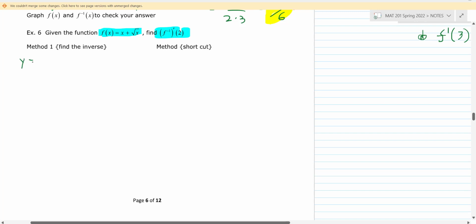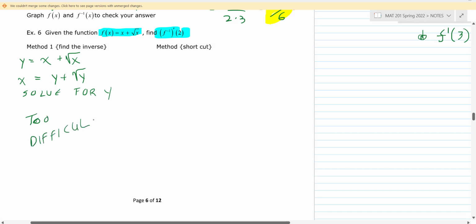If you want to try to find the inverse, let's see if we can even do that. Let's interchange the variables. So we would have x equals y plus square root of y. Now solving for y on this would really be difficult. I mean, you'd have to square both sides. It's just too difficult. This is what happens a lot of times on these problems. If finding the inverse is too difficult, then don't bother doing it that way.